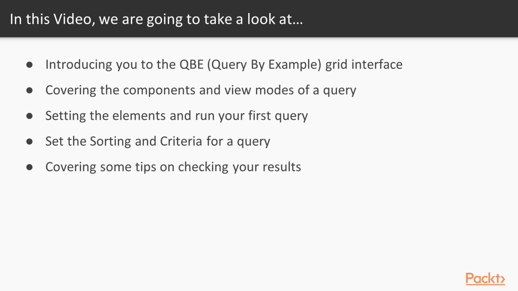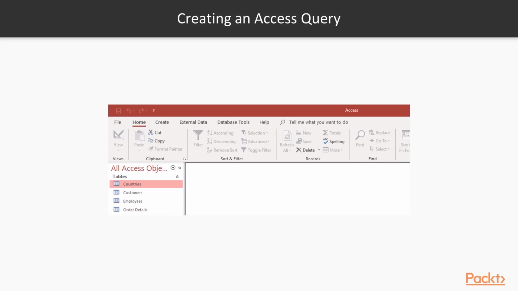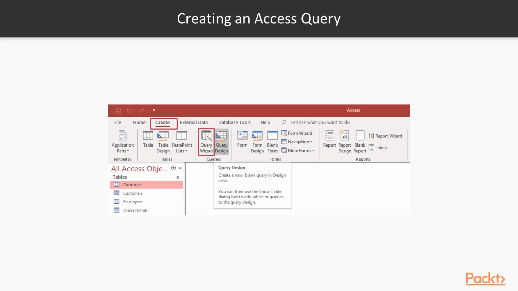Let's get started. I'm going to start by showing you where you create a query in Access, as well as introduce you to the components, including some of the terminology used. From the ribbon bar, you'll need to locate the Create tab and look for the Query section where the Query Design icon can be found.